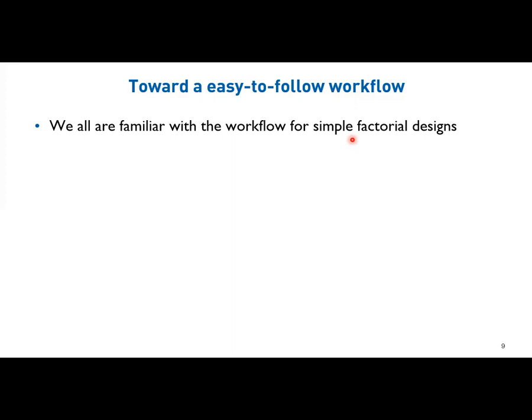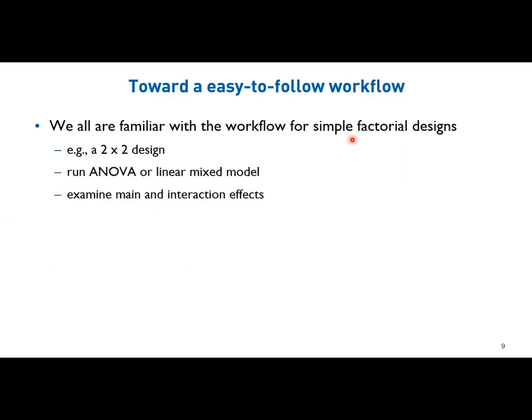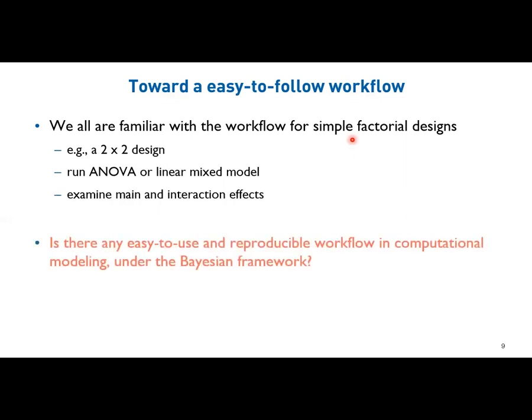If I give you the 2x2 data, you really know how to analyze it. You just use a repeated measures ANOVA, and then you tell me the results, the statistics, and do some follow-up analysis if there is an interaction effect, okay? This is usually the case. It's pretty easy to follow, and this is how it works most of the time. Good?